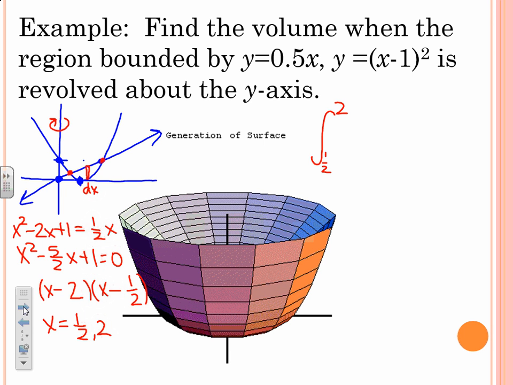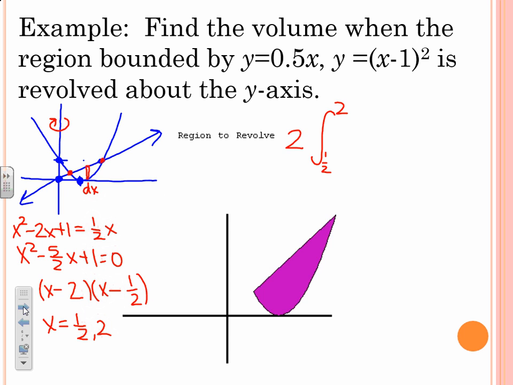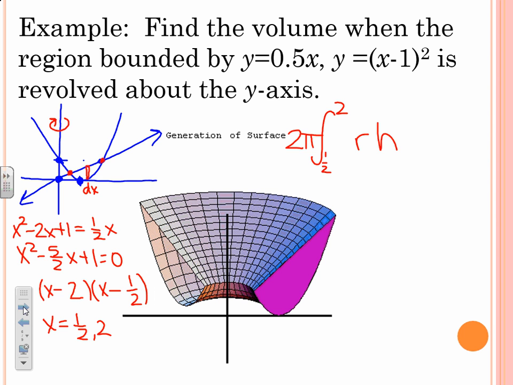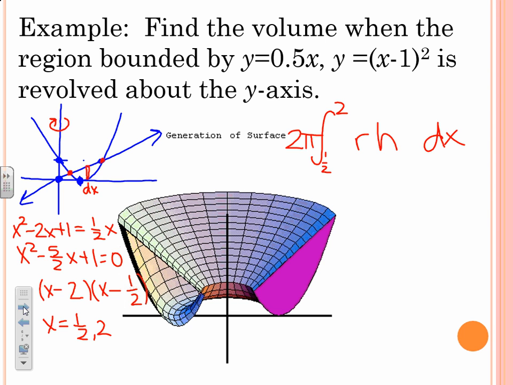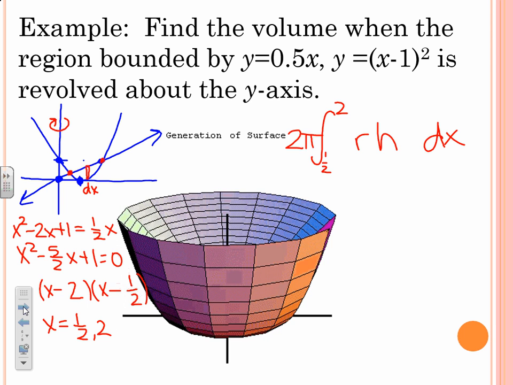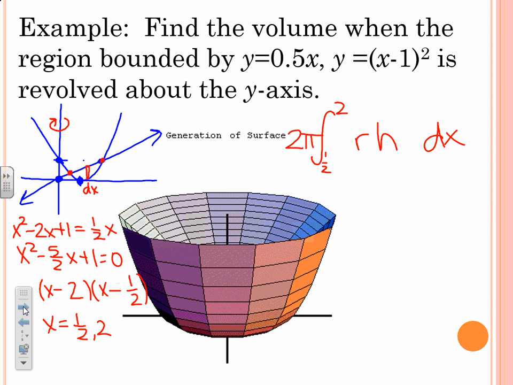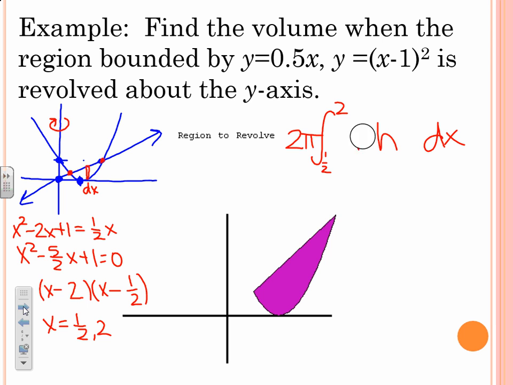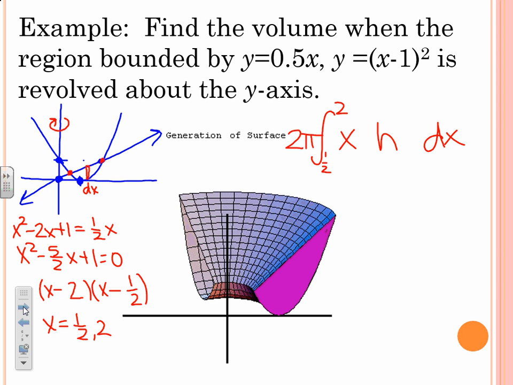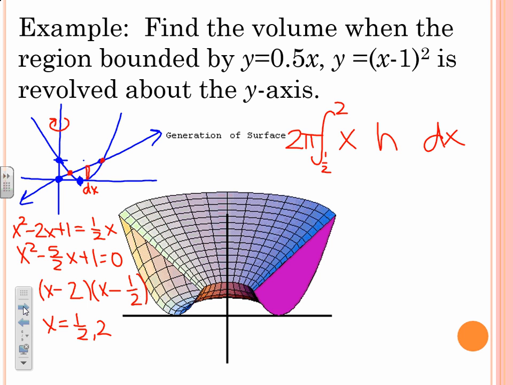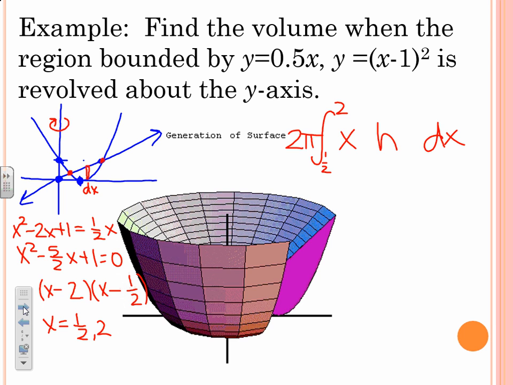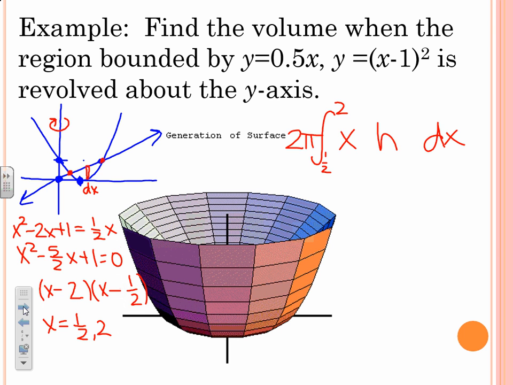Now, let's think about these cylinders. Remember, we have 2 pi r h dx, right? The radius. How far are each of these rectangles from our axis of rotation? They are all x away. All of these rectangles are x away from the y-axis. That's their distance from the y-axis. So it's just x, the integral between 1/2 and 2. No, we're not done yet.